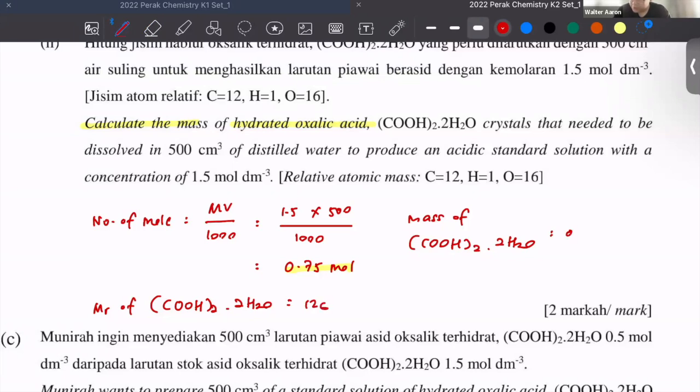Okay, now we can just continue from here. So 0.75 multiplied by 126. The mass of the salt that we need will be 94.5 grams. There you go. So I wanted to make sure that my calculation for MR is correct. If my calculation for MR is wrong, then my final answer will also be wrong. So that's why I have to be very careful and double check answers like I did.